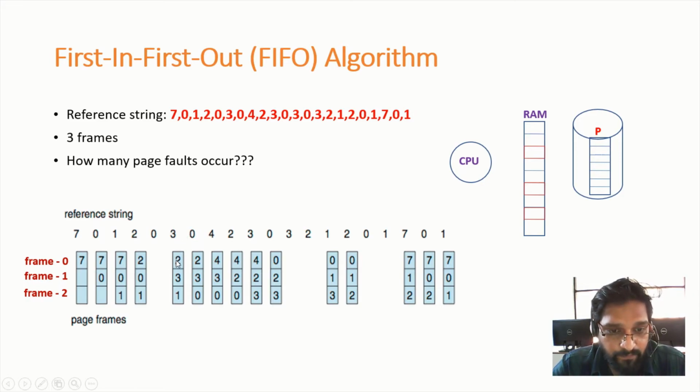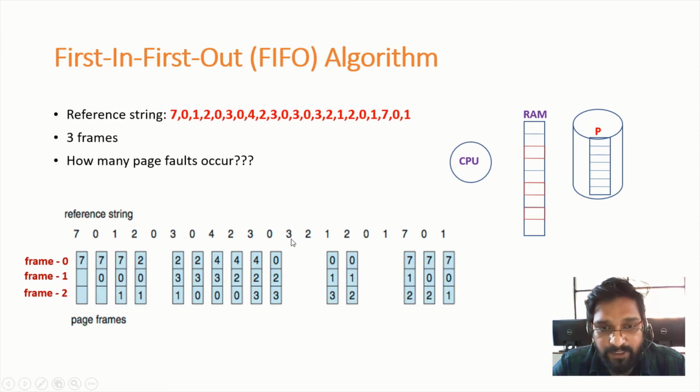Now which page number needs to be replaced by page number 0? Among 2, 3, 1, page number 1 arrived first. Therefore page number 1 will be replaced by page number 0, right? So like this it goes on, right? Let me jump to page number 3.